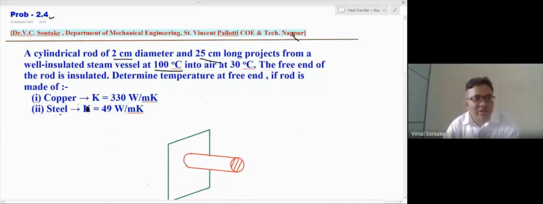Please always represent thermal conductivity with a small k. This is a standard notation. Okay, so let us solve this problem.